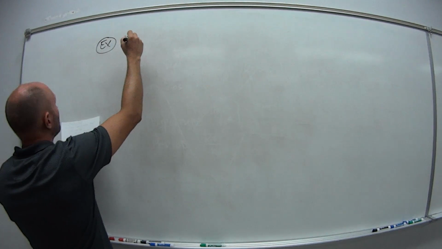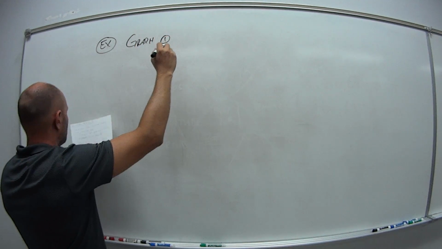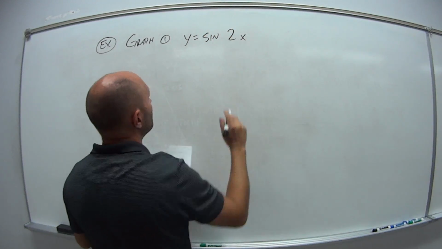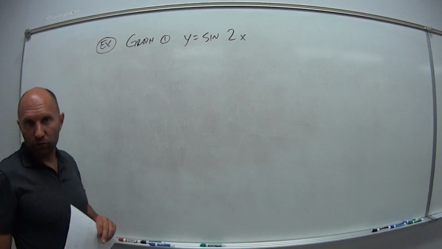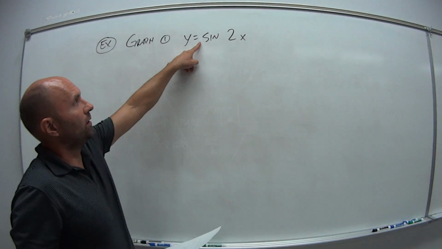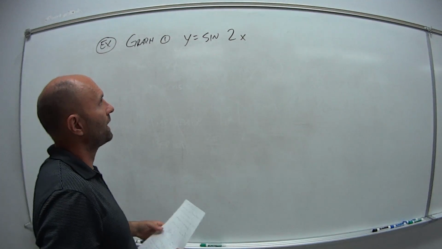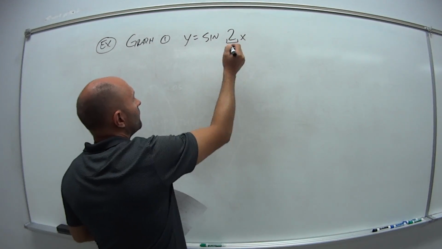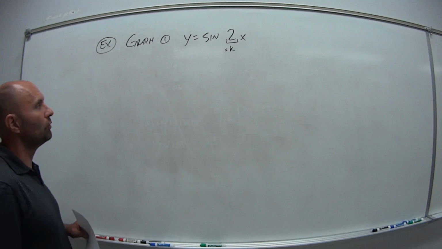So let's say we want a graph. The first one is y is equal to sine of 2x. So our amplitude here is what? It's 1. It didn't change anything there in terms of how high or how low sine gets. But it did change our period. We have our k is equal to 2.